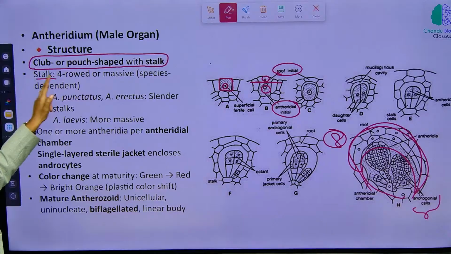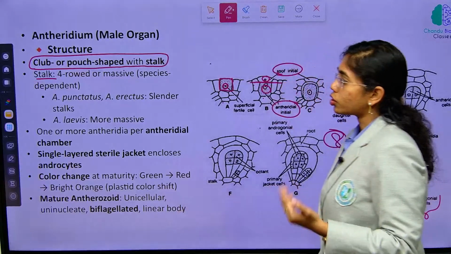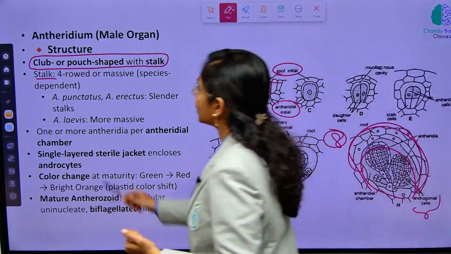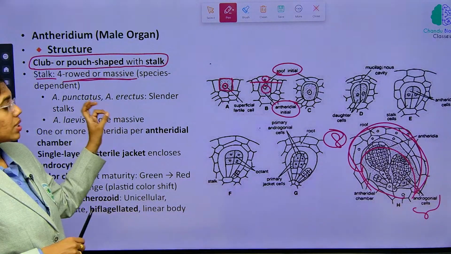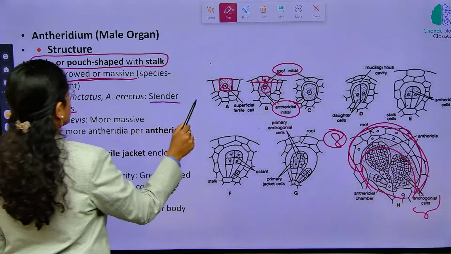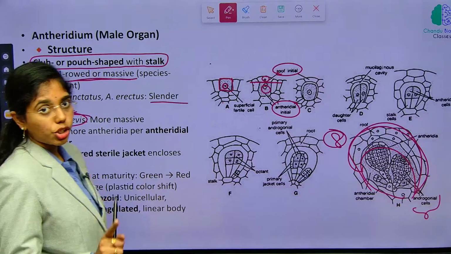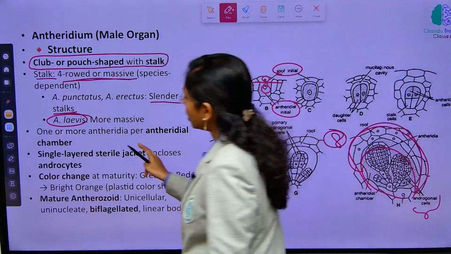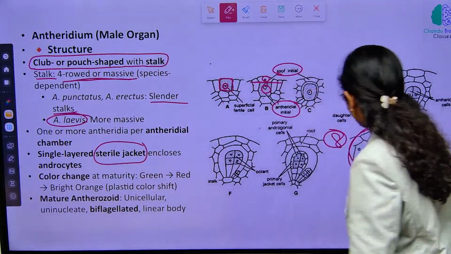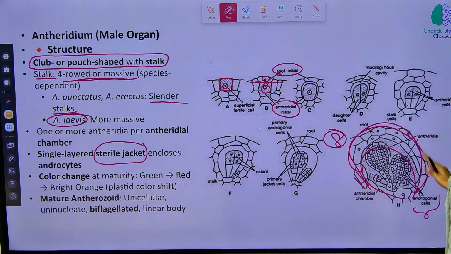So, here the antheridium shape is club or pouch shaped and it has a stalk. Is the stalk slender or massive? It is species dependent. You can see Anthoceros punctatus and Anthoceros erectus. These have slender stalks, and in Anthoceros laevis, more massive stalks are formed. You can see one or more antheridia per antheridial chamber. One antheridial chamber can have many antheridia. A single layer sterile jacket encloses the complete androcytes, meaning the antheridial cells are enclosed by a complete jacket layer.